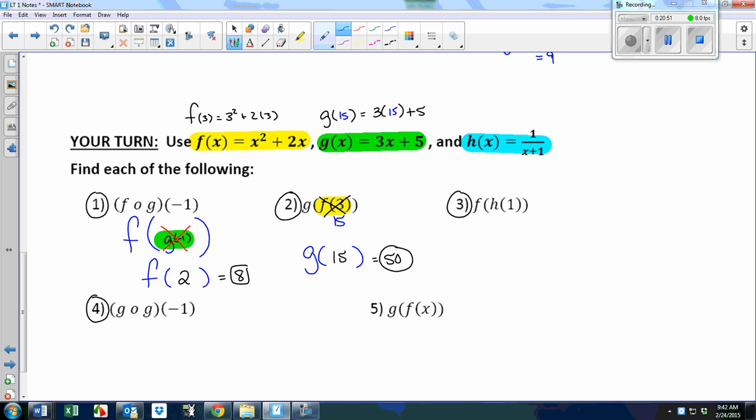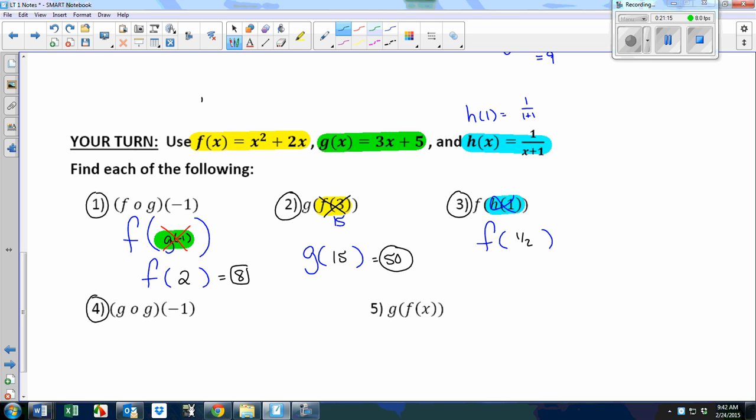H of 1. Go up to the function h and plug in a 1. 1 over 1 plus 1 is the number 1/2. So now you're going to find f of 1/2.